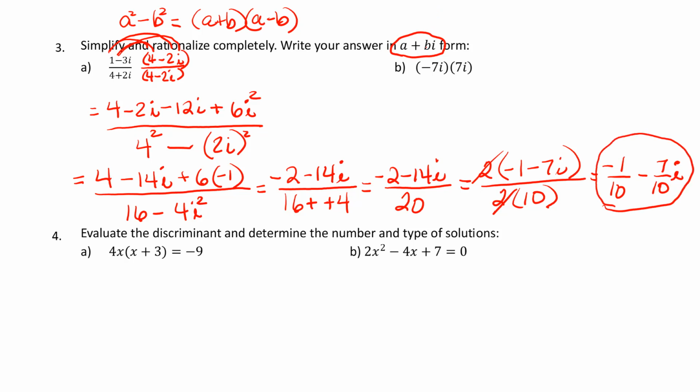Then part B, we've got -7i times 7i. That's going to be -49i squared. That's -49 times -1, which is positive 49.